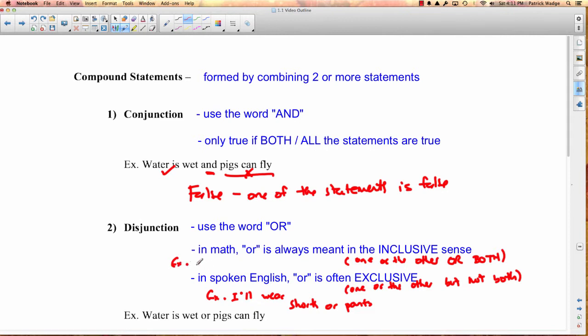We do use that also in spoken English. If I said, "I'll wear my tie or hat," someone says, you getting dressed up tonight? Yeah, I'm definitely going to wear my tie or hat. And then you show up with both the tie and the hat on. That was an inclusive use of "or." You meant you would wear the tie, or the hat, or both. And in math, we always mean it in the inclusive sense. It could be one, the other, or both.